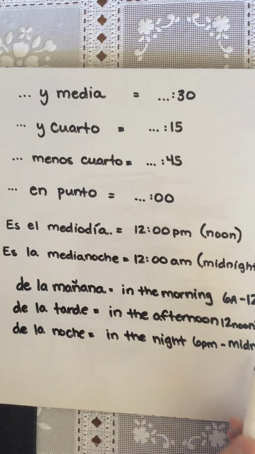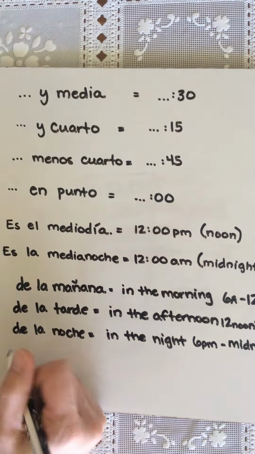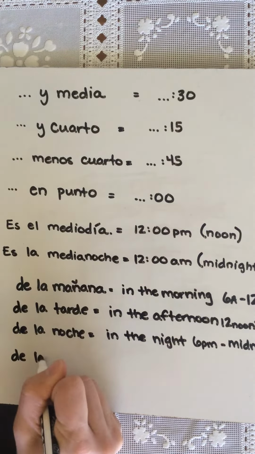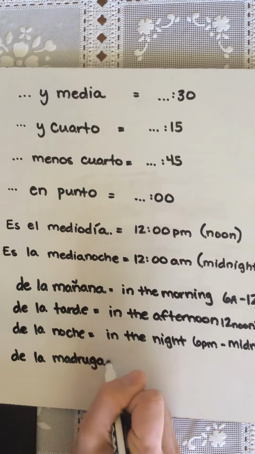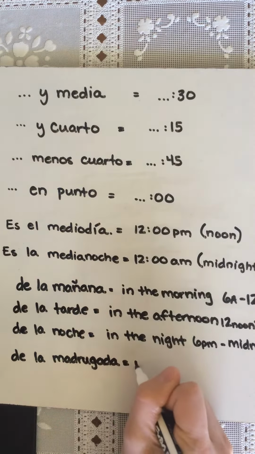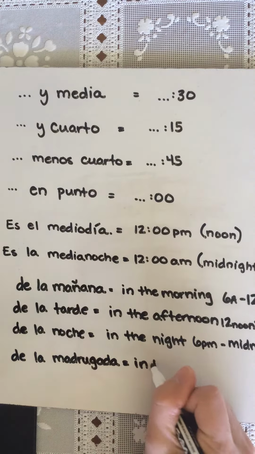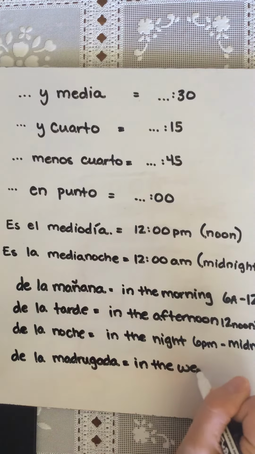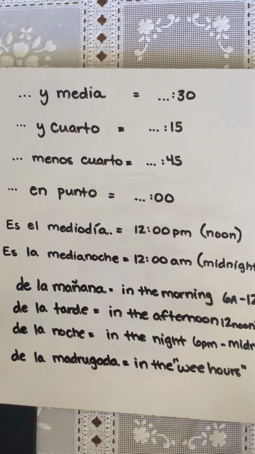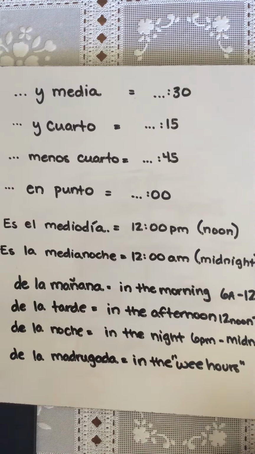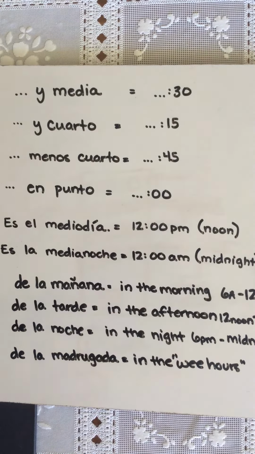Okay, and what about that time from midnight to 6 a.m.? We say de la madrugada. And that's in the wee hours of the morning. Okay, so that's going to be really early in the morning, de la madrugada. Okay, all right, let's do just a few examples.